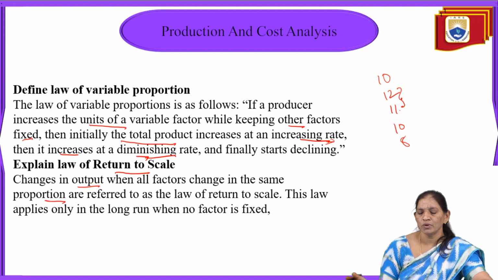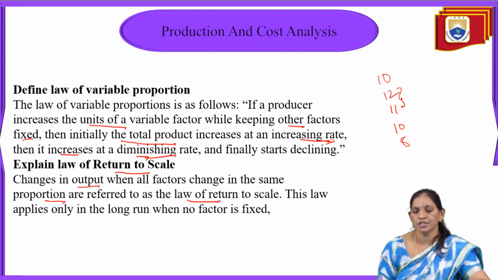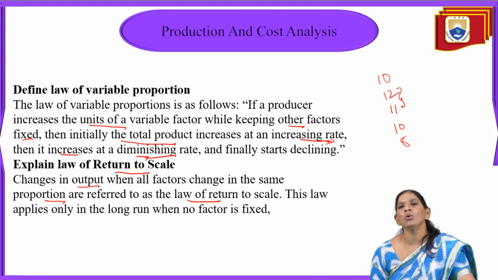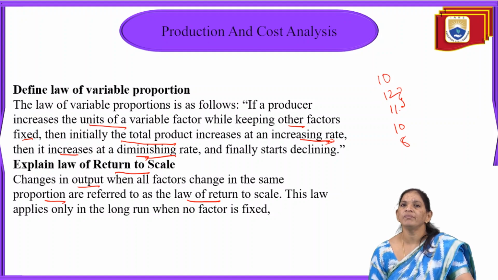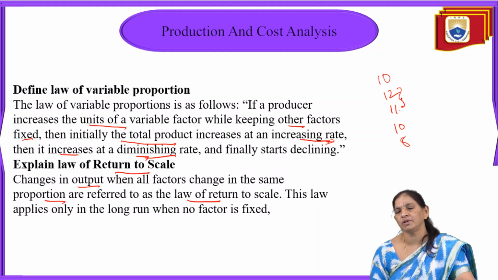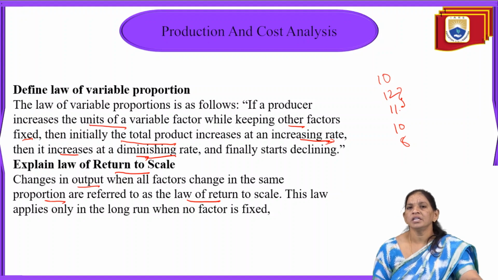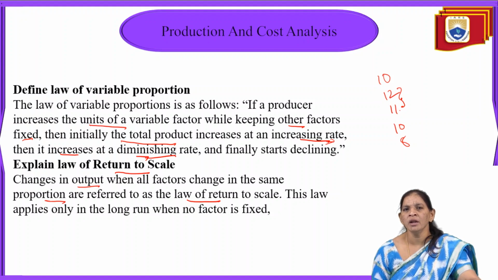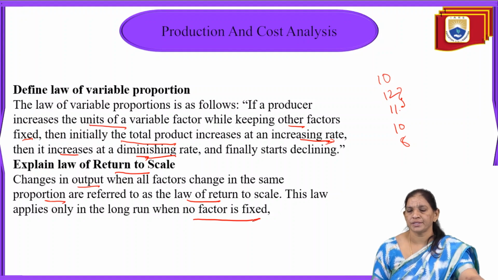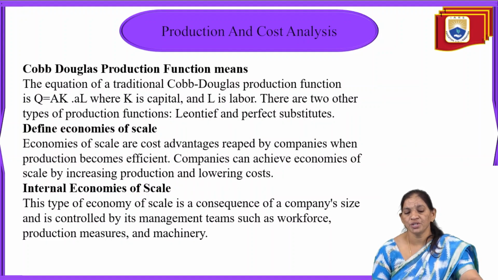So this law states what happens when all factors are changed in proportion. It applies only in the long run, when no factor is fixed. When all factors are changing, production goes on increasing, at a certain point it becomes constant, and after that it has a decreasing rate. So the law of returns to scale is applicable only in the long run when no factor is fixed.